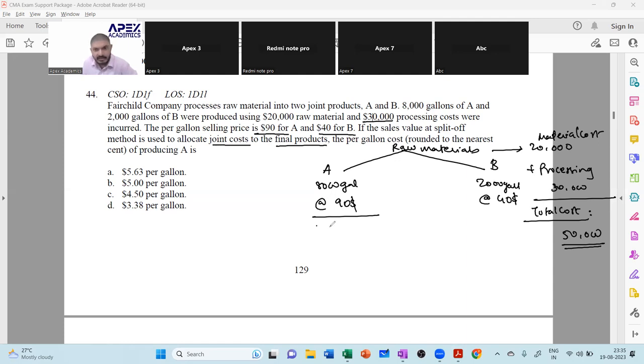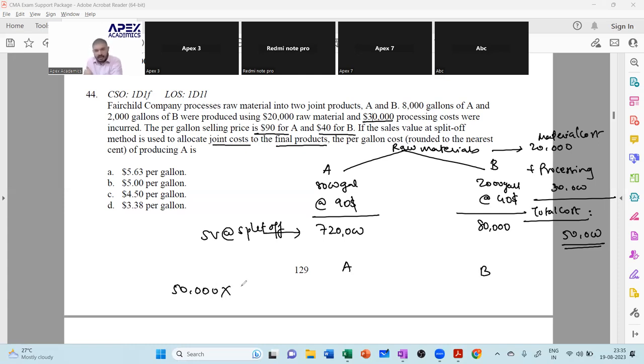Okay. What is the sales value at the split off point? 8 nines are 72. So this is 720,000. 2,000 multiplied by 40, which is equal to 80,000. This is the sales value at the split off point. So we have A and we have B. So 50,000 multiplied by 720,000 divided by 8 lakhs. Why 8 lakhs? What is the total sale value? 8 lakhs.